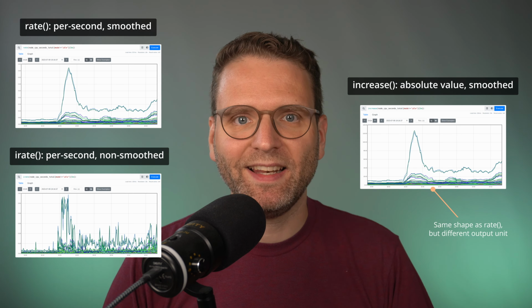By the way, all of these functions need to find at least two samples for each series under the provided window to be able to tell how fast a counter is going up. Otherwise, they will just omit the series from the result. So always make sure that you make your input window large enough to guarantee at least two samples.